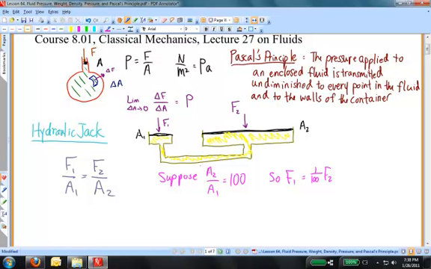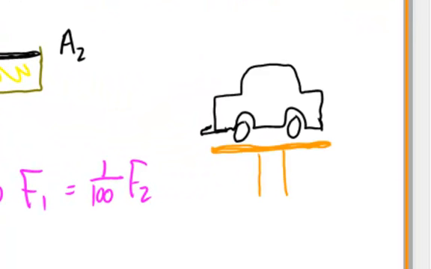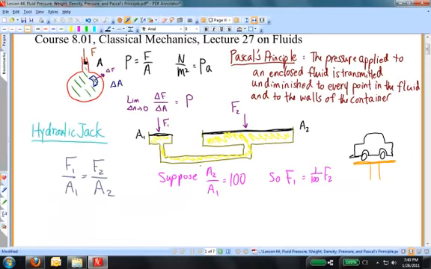That's not so intuitive. This is used all the time in garages. What they do is this. They put on top of this large piston an automobile, and someone pushes on the left side A1, and then on the right side A2 where the car is, it goes up. And so your first thought may be, gee, isn't that a violation of conservation of energy? Am I not getting something for nothing? Well, not really.